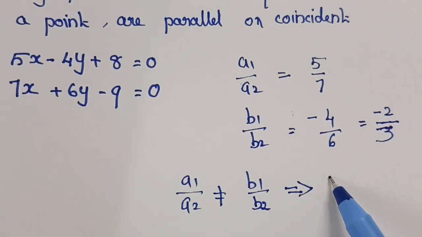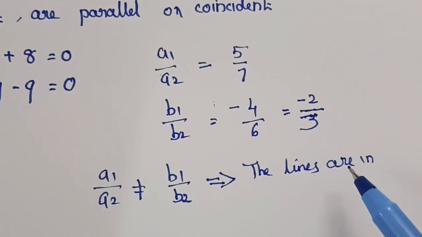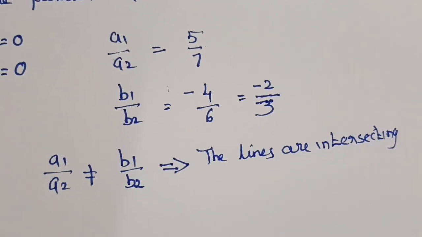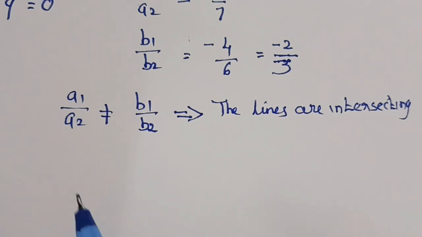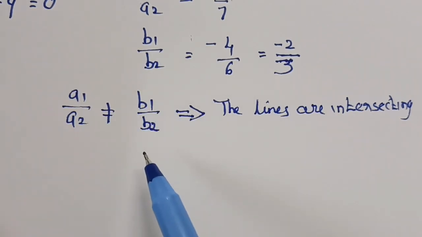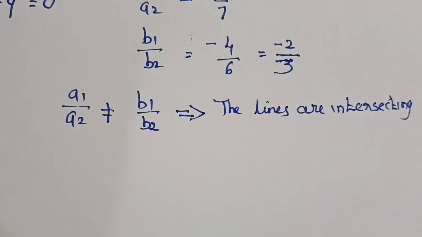So we get intersecting lines. There is a unique solution. Only one solution will be there. So in the first question we have a1 by a2 not equal to b1 by b2, which means the lines are intersecting.